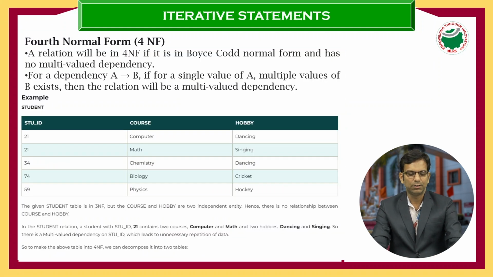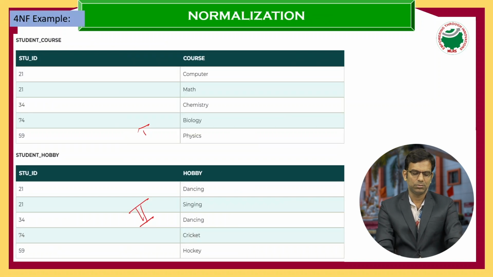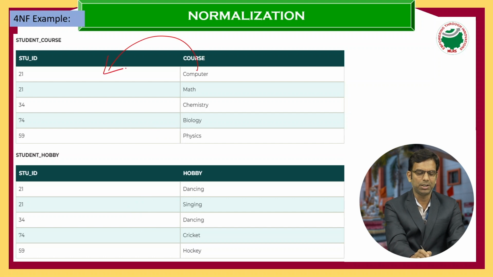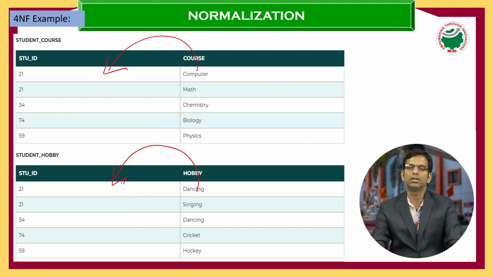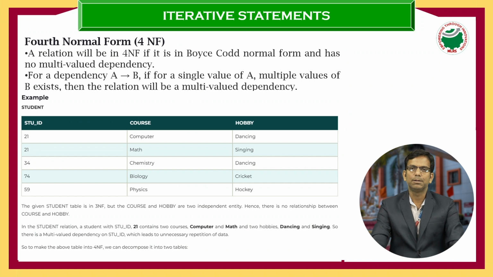So here you can say that 4NF has no multi-value dependency. Dependency is there, but there will be no multi-value dependency. So you can say that single value dependency is possible. All these entities are dependent on student ID: the course entity is dependent on student ID, and the hobby entity is dependent on student hobbies. So here we have performed dependency, but we didn't go for multi-value dependency.